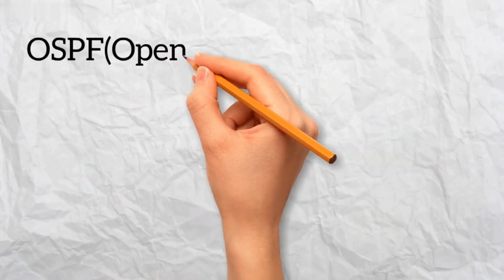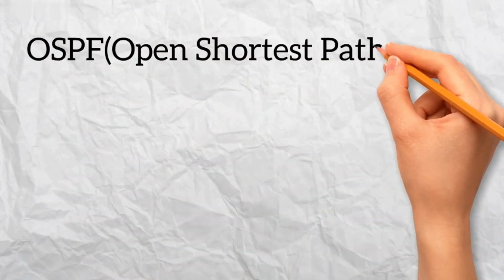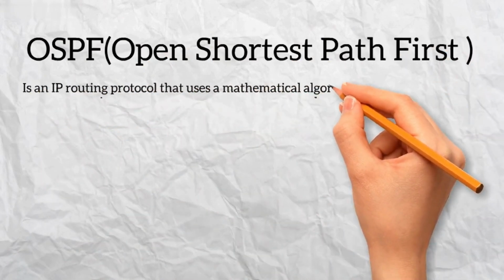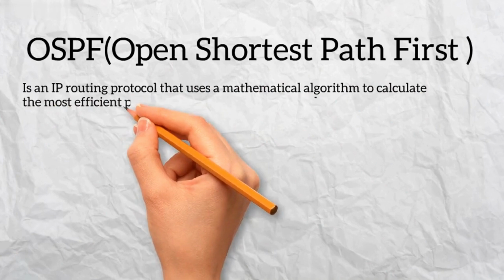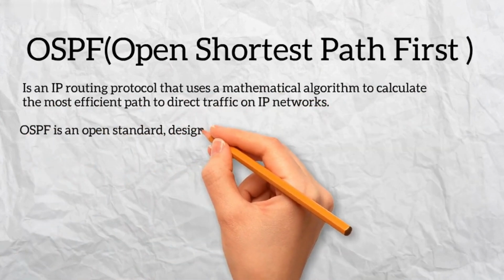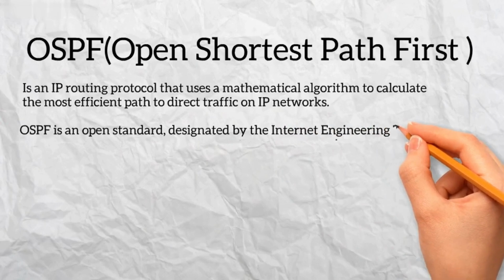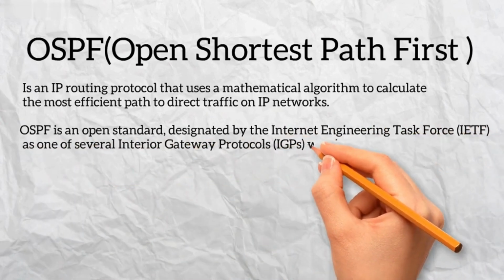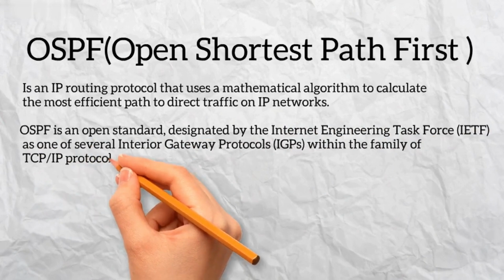OSPF, Open Shortest Path First, is an IP routing protocol that uses a mathematical algorithm to calculate the most efficient path to direct traffic on IP networks. OSPF is an open standard, designated by the Internet Engineering Task Force, IETF, as one of several interior gateway protocols, IGPs, within the family of TCP/IP protocols.